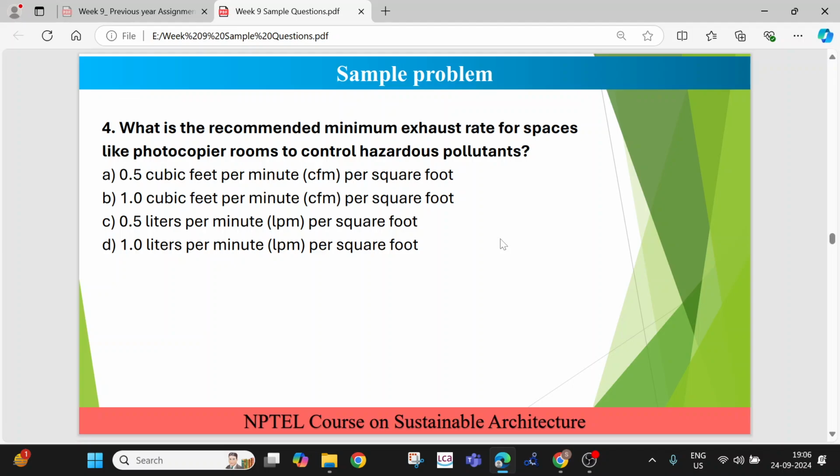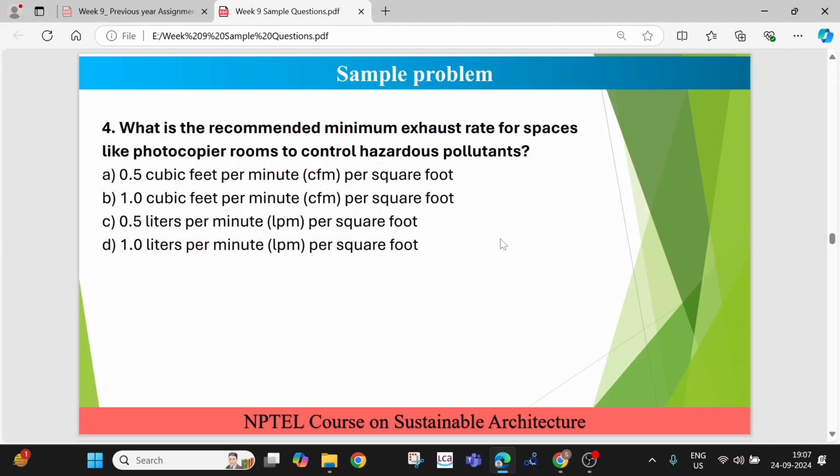should be at least 0.5 cubic feet per minute per square foot in spaces like photocopier rooms to control the hazardous chemical pollutants. The example of this photocopier room was discussed, and how it is harmful, and that it is liberating lots of pollutants was also discussed. So that's why the example of this photocopier room was picked up for this particular question.